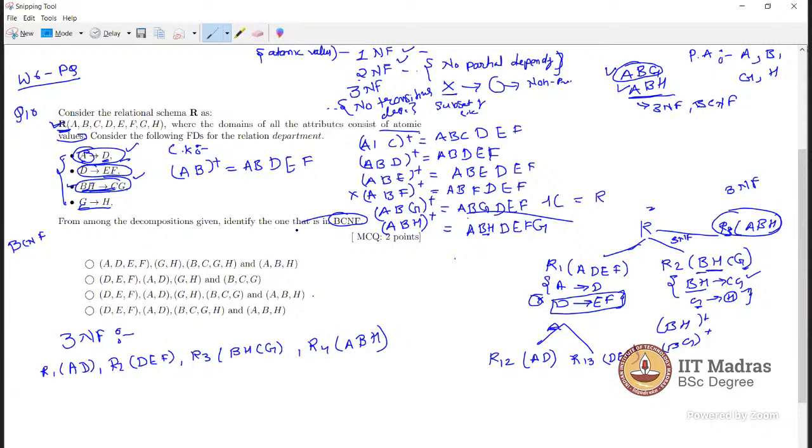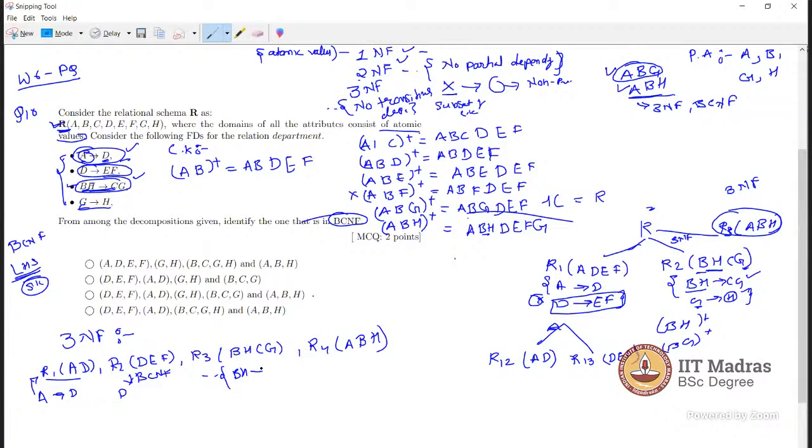Now we have to find the BCNF. What is the condition for BCNF? The left hand side must be a super key, right? Now here A determines D. A is a super key for this relation R1, yes. So it is in BCNF. D determines EF. This is also in BCNF.